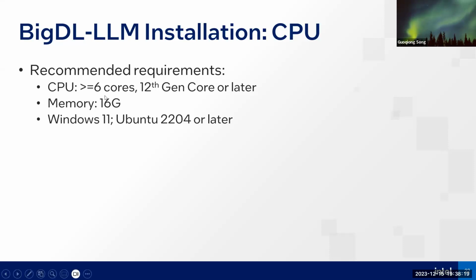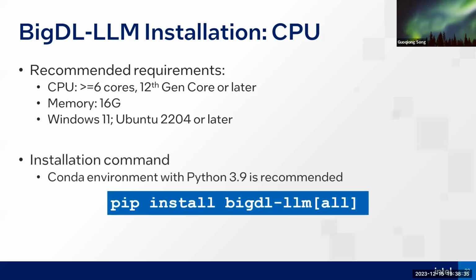When we install it, we will have some requirements. At least a 12th generation Core or later, and at least 16 gigabytes of memory. I think nowadays everybody has at least 16 gigabytes. Just your laptop, you have more than that, right? Even Windows, we can do it, or Ubuntu, that's a Linux system. When you install BigDL-LLM with all, that will include all the other libraries too.